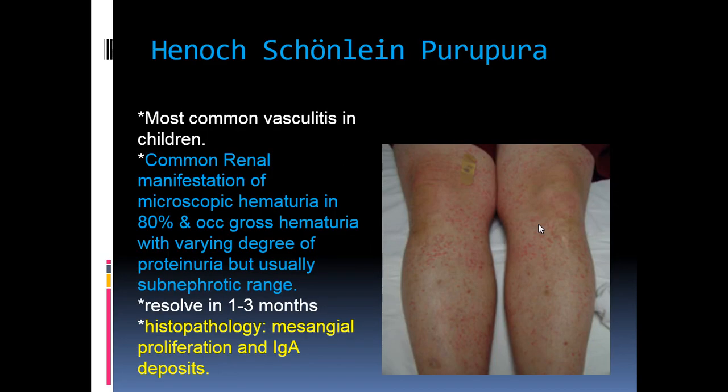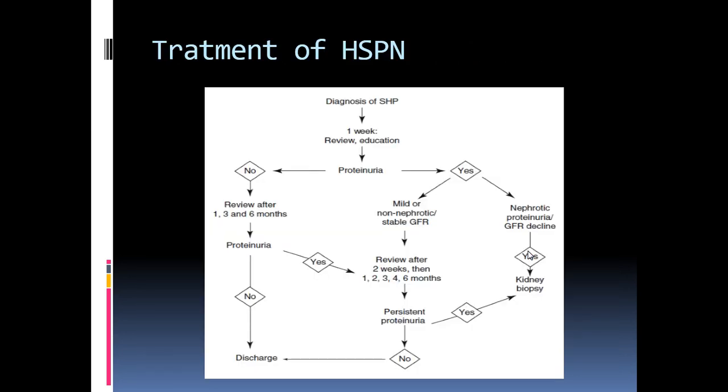So what is typical regarding Henoch-Schonlein purpura? It's the most common vasculitis in children. A common renal manifestation is microscopic hematuria in 80% of the patients, and usually subnephrotic range proteinuria. It resolves in 1 to 3 months. The typical biopsy resembles IgA nephropathy, with IgA deposits. But the difference between HSP and IgA nephropathy is that in IgA nephropathy, you don't have clinical manifestations like petechial rashes over your extensor surface, while extrarenal manifestations are typical in HSP. This algorithm just tells you the management of HSP nephritis. I'll just skip this one.